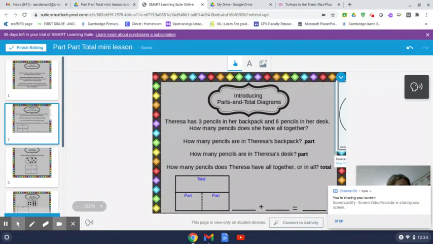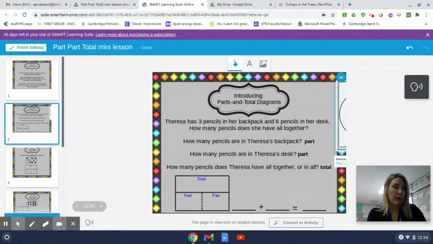Hey, first graders. So today we're going to talk in math about a new way to solve story problems. You remember using the change to more and change to less, where we found the starting number, how did it change, and what's the final number. We're going to read more story problems today, but we're going to use something called a parts and total diagram.